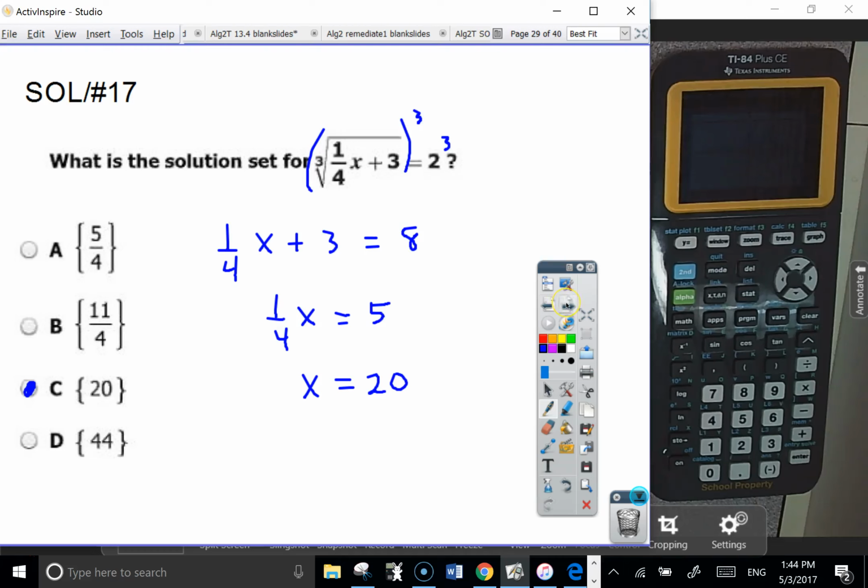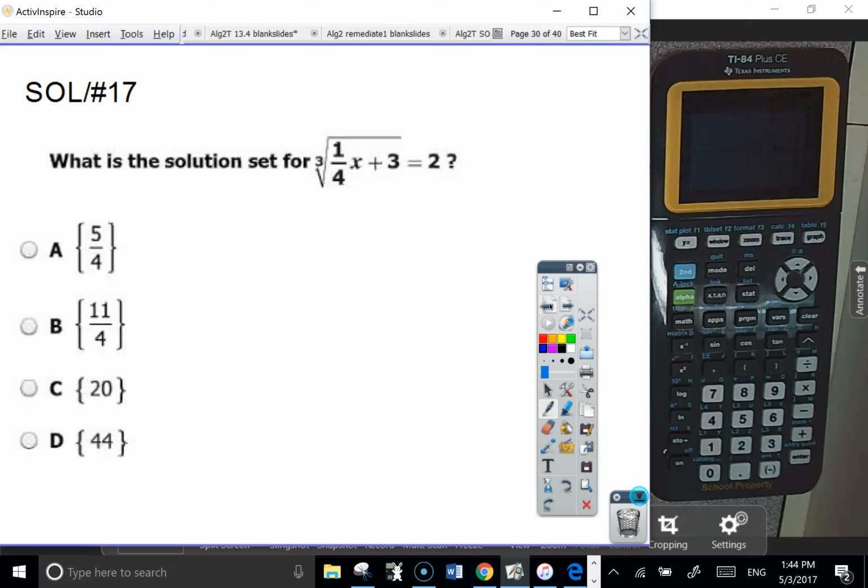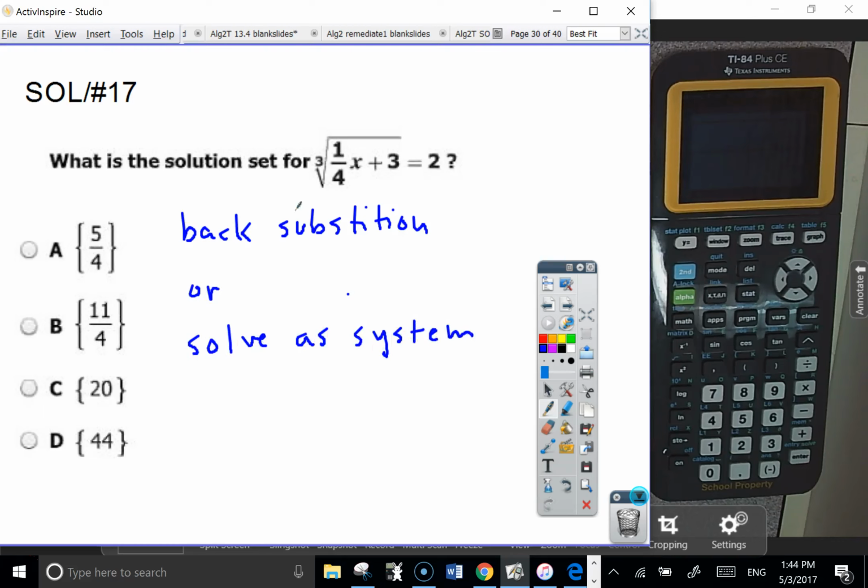Okay, so we had a square root, we had a cube root. Let me just say back substitution, or solve as a system. Works.